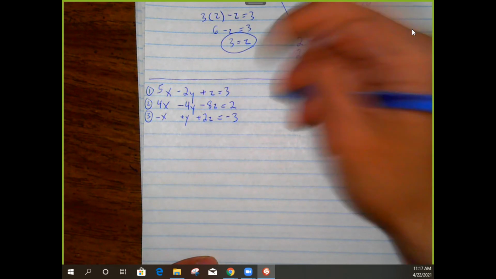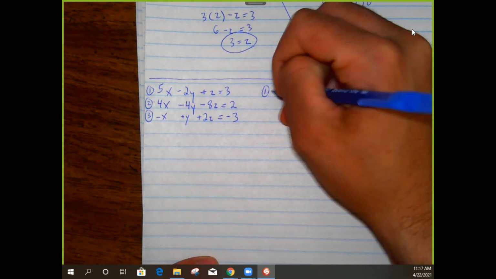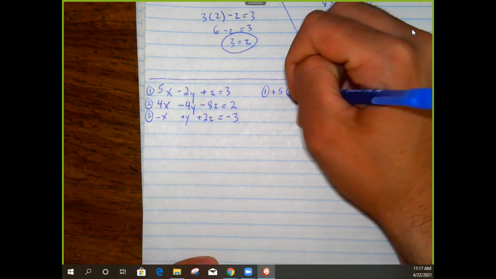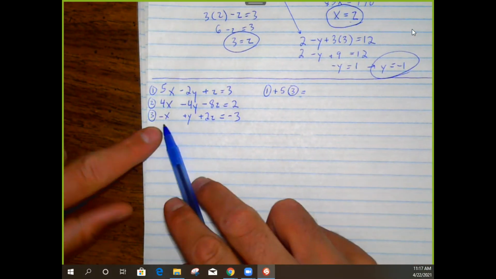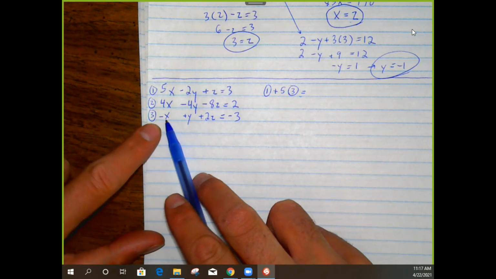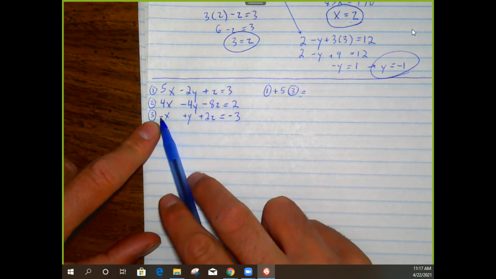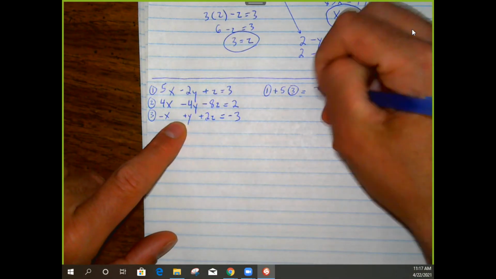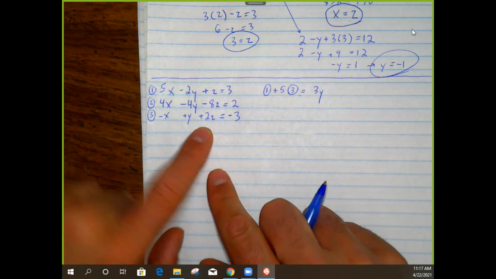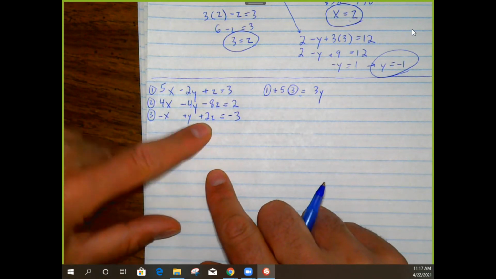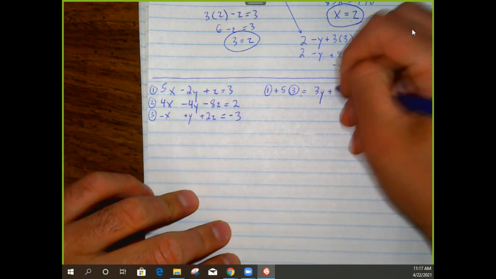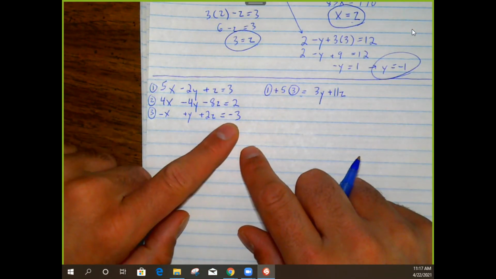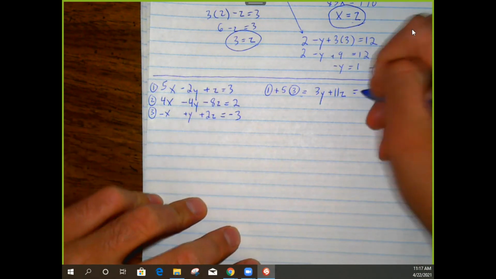All right, so first I'm going to do equation 1 plus 5 times equation 3. So equation 3 is here. Multiply that by 5. I get negative 5x plus that. It cancels out. And 5 times y plus negative 2y would be 3y. And 5 times 2z would be 10z plus z is 11z. And then 5 times negative 3 is negative 15 plus 3 is negative 12.